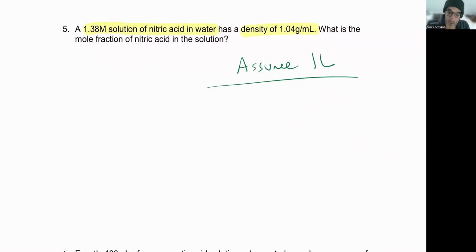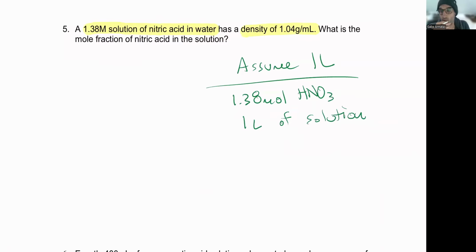Why assume 1 liter? Well, I know that molarity is 1.38 moles of nitric acid, HNO3, per 1 liter of solution. So if I assume 1 liter of solution, I can assume that I have 1.38 moles of HNO3 and I have 1 liter of solution. Perfect. So we have a liter of solution, 1,000 mils of solution. We might use that, or 1.38 moles of HNO3.